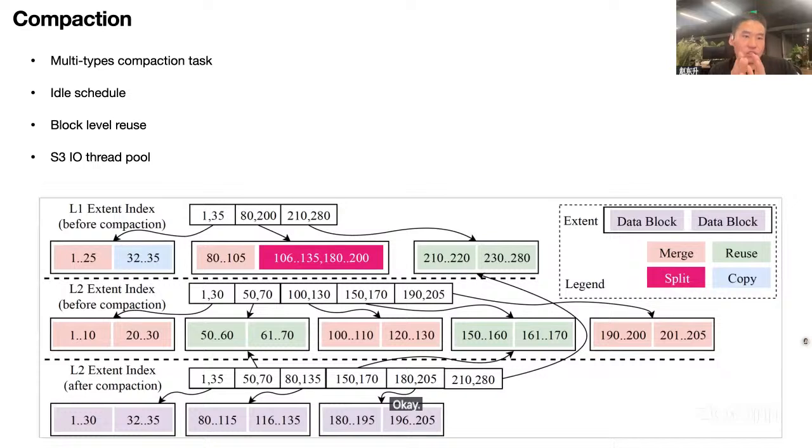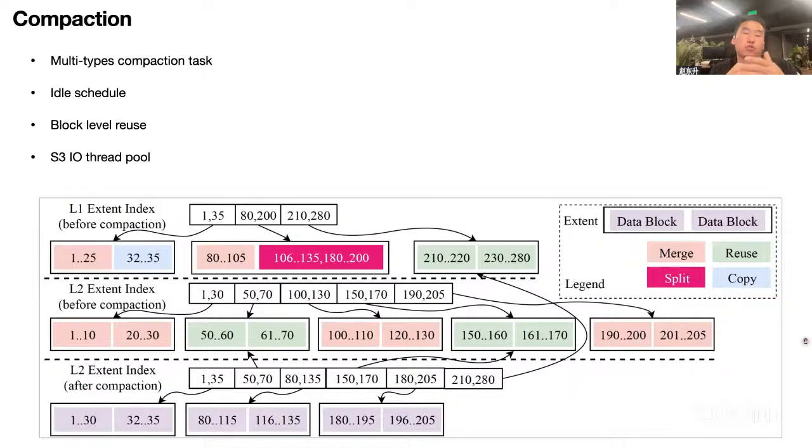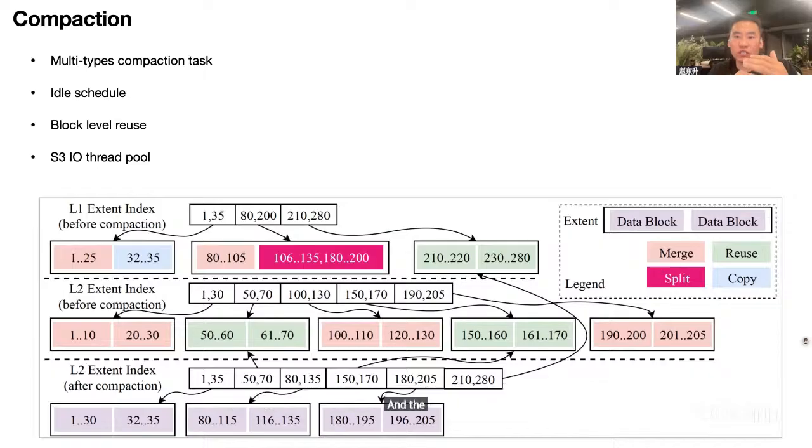Next, let's look at compaction. This is a critical part of the storage engine that ensures the data is organized efficiently and remains performant over time. And it's an important part in the LSM Tree-based storage engine. WeCircle's compaction framework is designed to handle various workload patterns and object storage constraints. It includes the following key features.